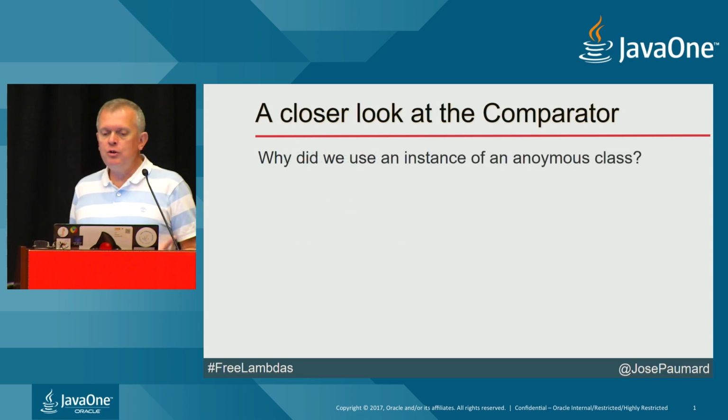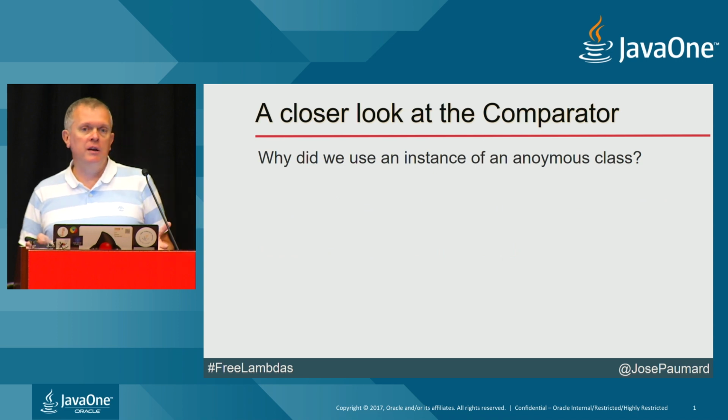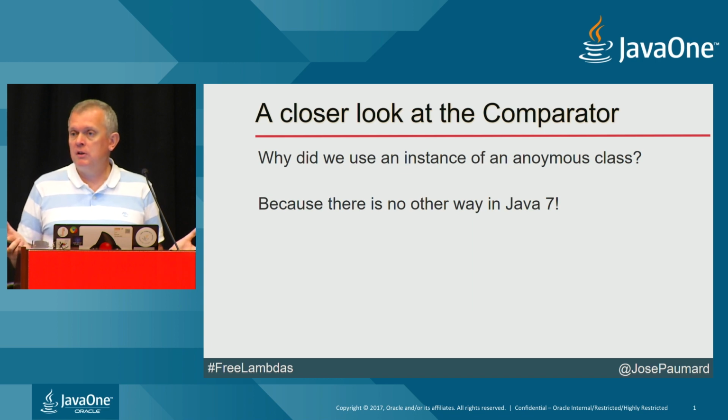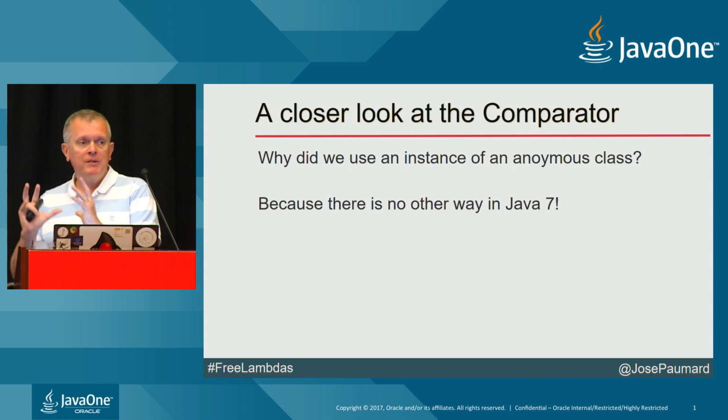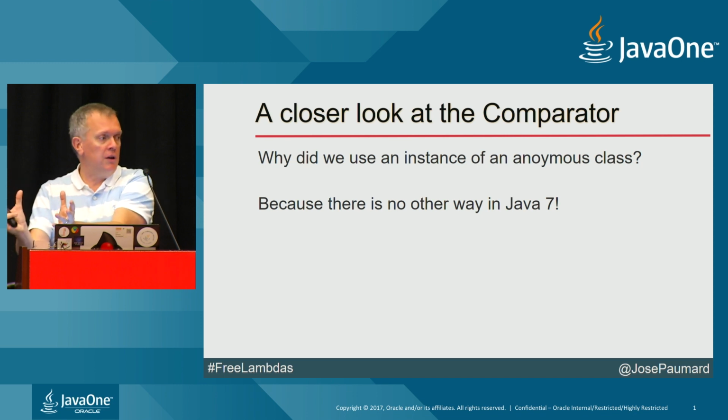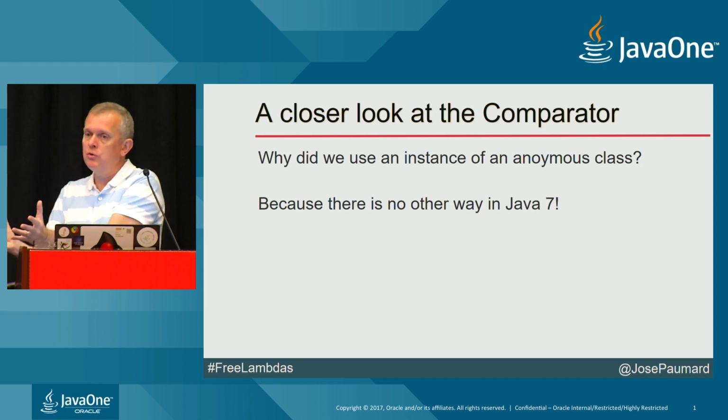And why did I use an instance of an anonymous class to do that? Well, just because this is the only way I have to pass code as a parameter in Java 7. If I want to pass code as a parameter in Java 7, I have to use an instance of an anonymous class. I do not have any other solutions to do that.